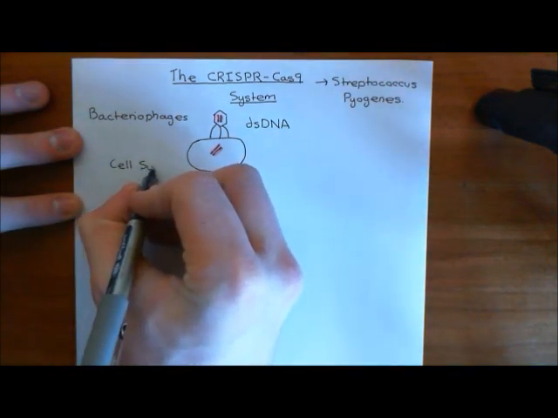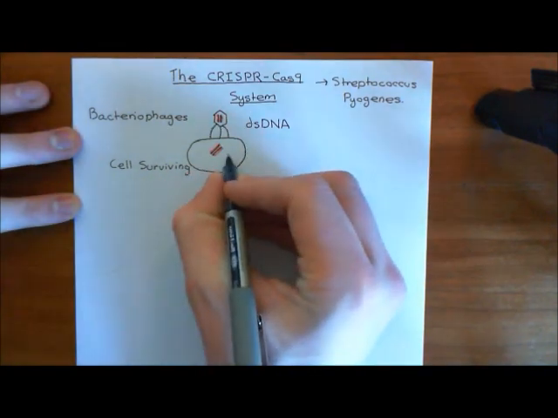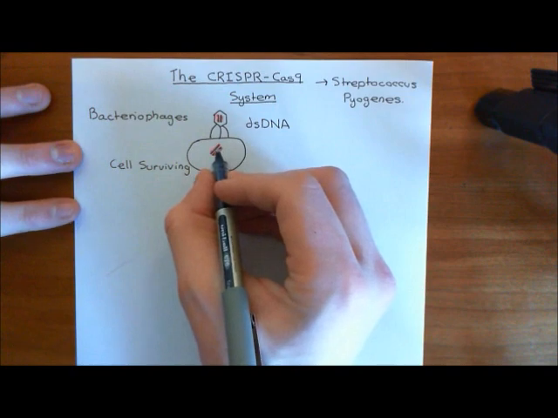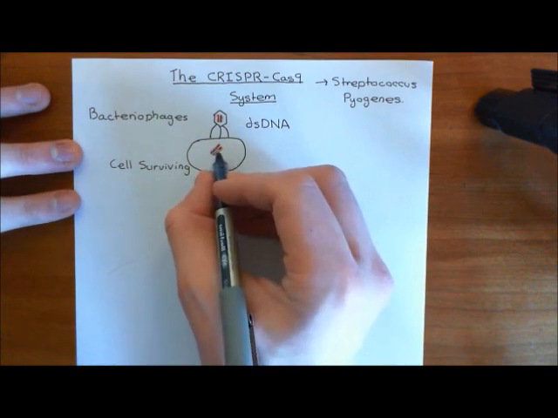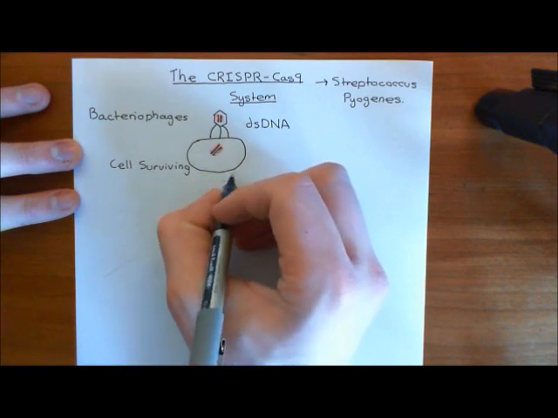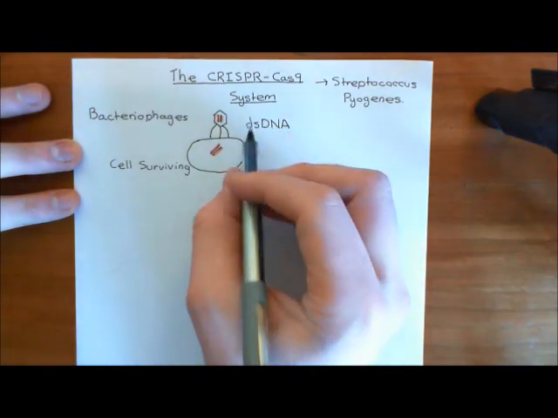Okay, so this is quite a rare event. Most bacterial cells are going to die when they're infected by this virus. But we need one to survive, okay? And if it happens to survive the viral infection, it's now going to make all of its descendants immune to this virus using the CRISPR-Cas9 system.